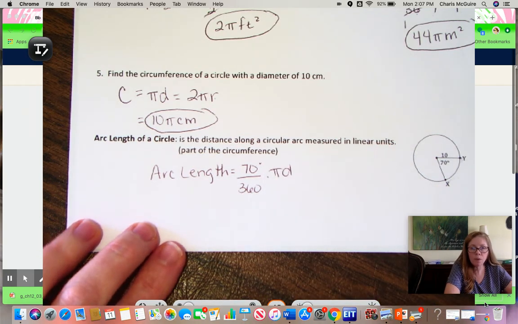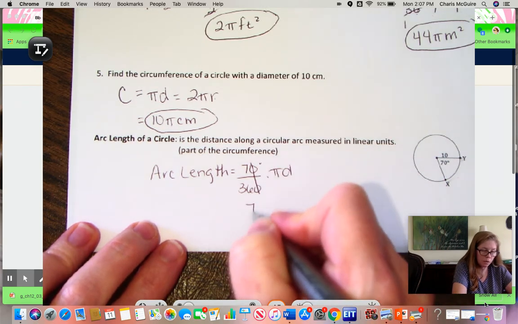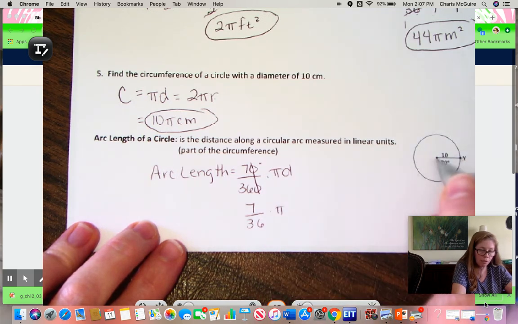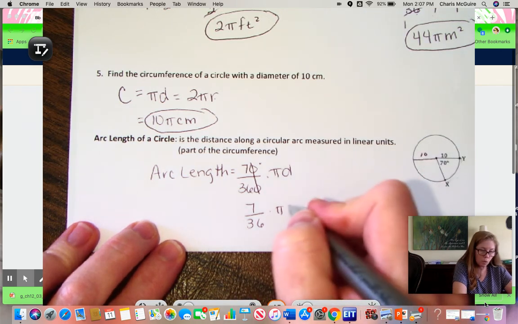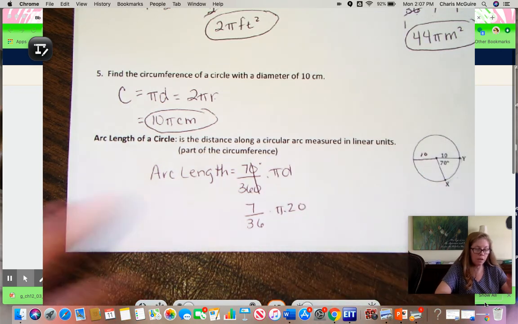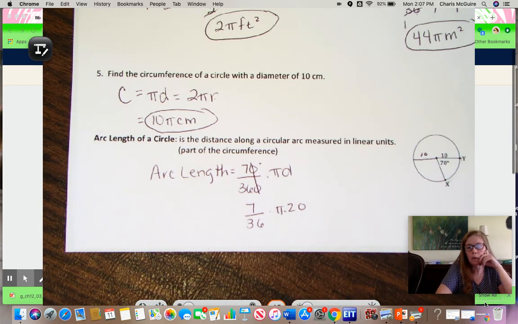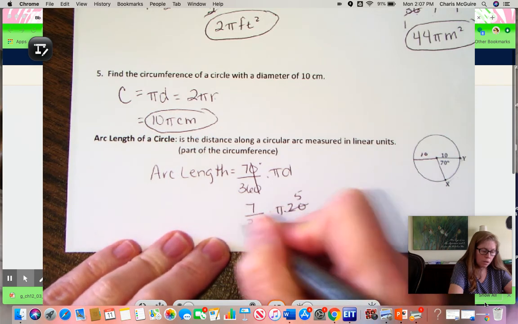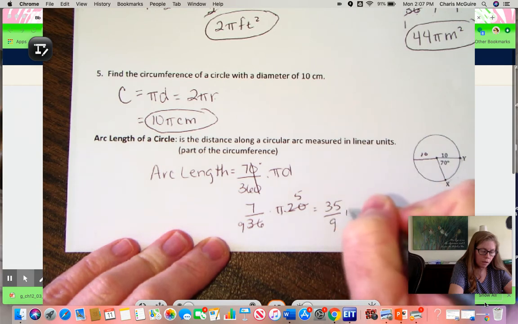All right, so in this problem, we've got 7 over 36 because the zeros cancel out, times pi. And the diameter here, if we were to extend this out, we have another 10. So the diameter is 20. Now let's see if we can reduce a little bit here. The 36 and the 20 are both divisible by what? Hopefully you're saying 4, right? So 4 goes into 20 5 times, 4 goes into 36 9 times. So we've got 35 over 9 pi.